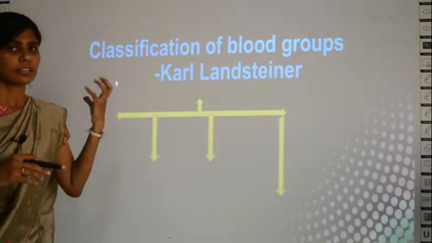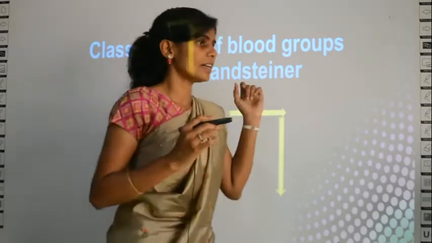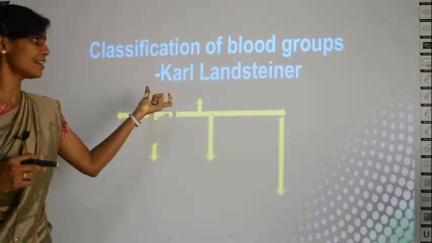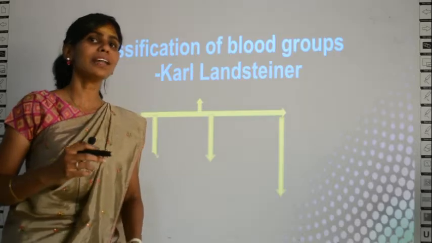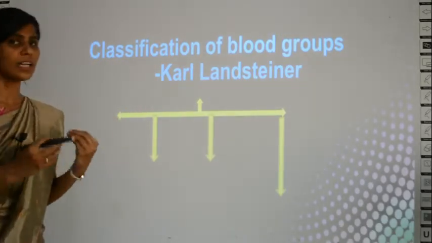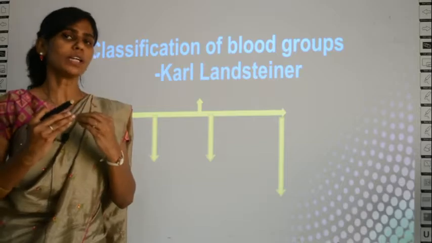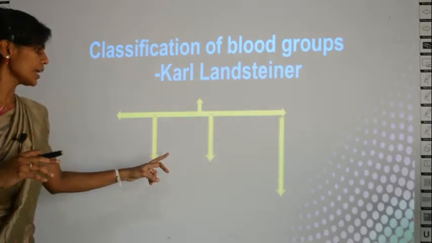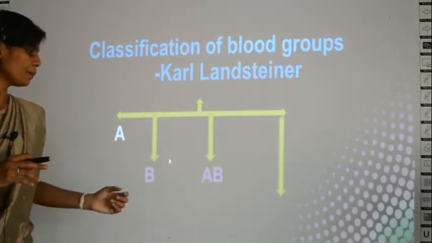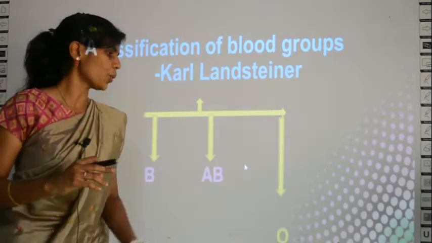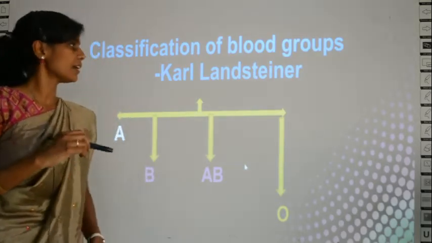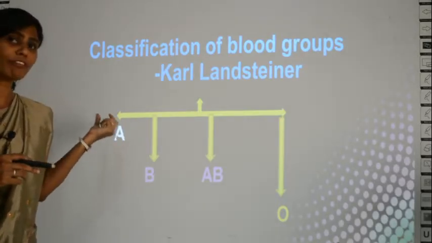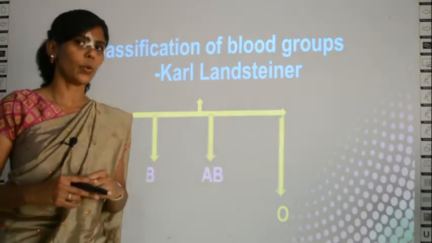First, in the year 1900, a man called Carl Landsteiner. What's the name of the man? Carl Landsteiner. This man identified that there are four types of blood groups. It is not a single type, but four types called A blood group, B blood group, AB blood group and O blood group. It was Carl Landsteiner who found that blood groups are of A, B, AB and O type.